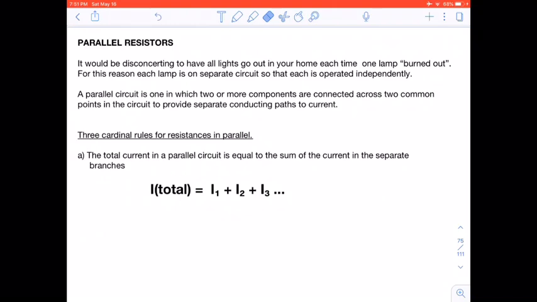We're dealing with the knowledge area electricity and magnetism. The topic we're dealing with is parallel resistors.